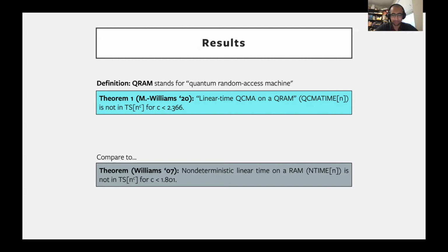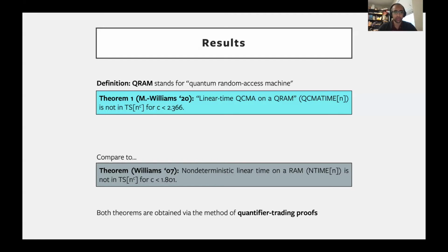then if we make the complexity class in question bigger, we can prove a stronger lower bound because we're able to increase the lower bound exponent from 1.801 to 2.366. Cool. And both theorems are obtained via the method of quantifier trading proofs. And we're going to talk a lot about quantifier trading proofs during this talk.